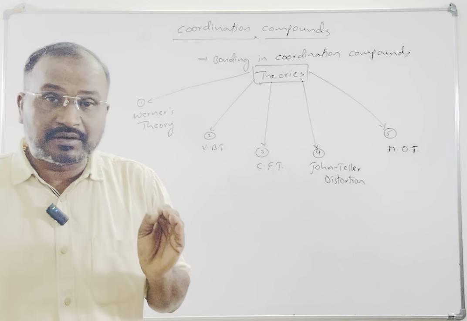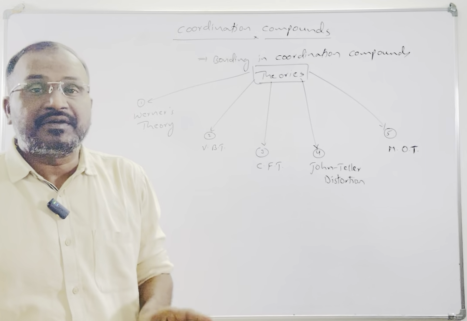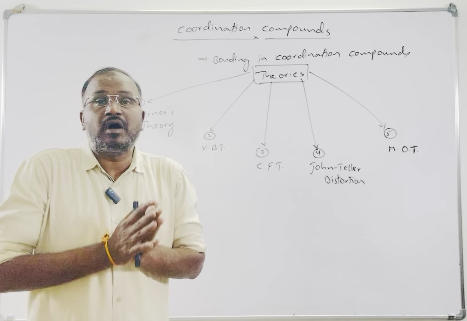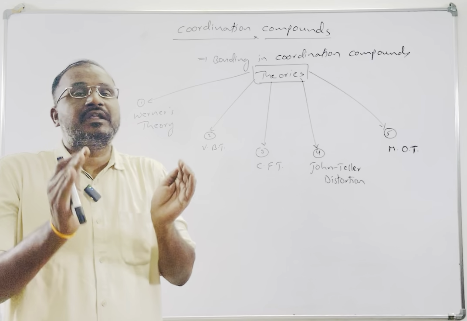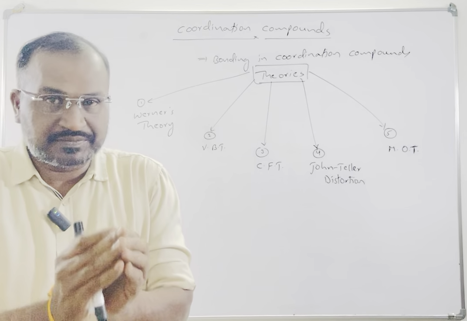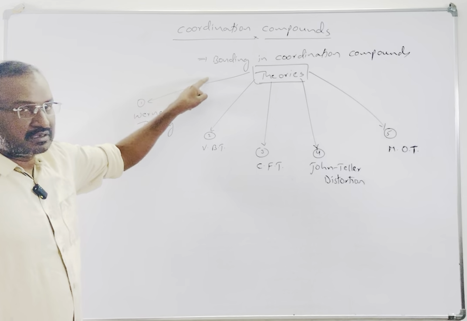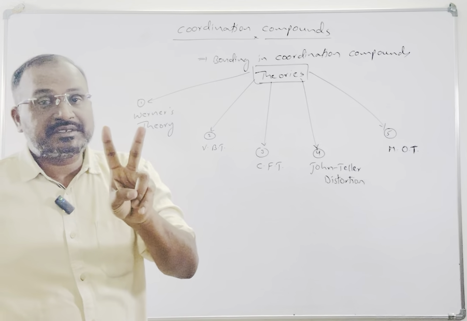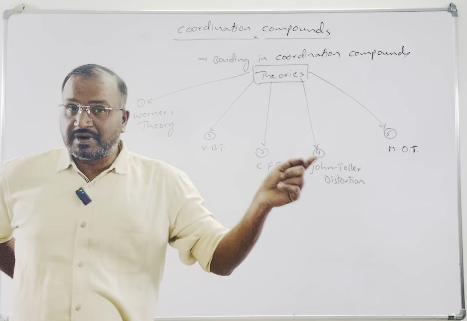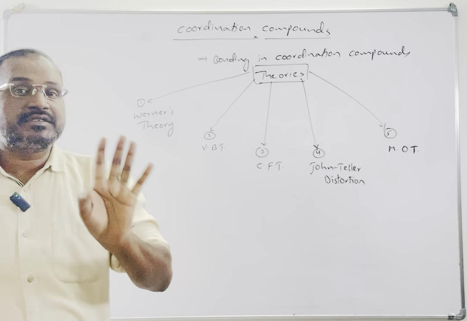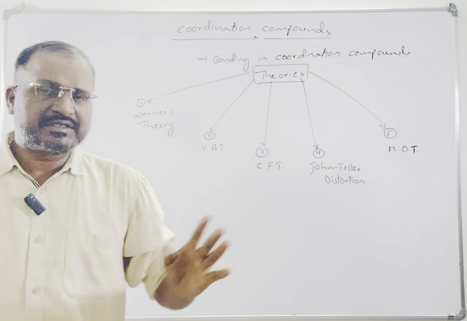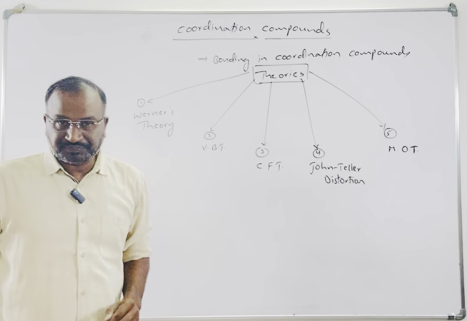Coordination compounds means complex compounds. They are formed by the combination of two or more different types of simple molecules. Complex compounds are actually of two types: one is double salt, another one is coordination compounds. Let us discuss that in another video.